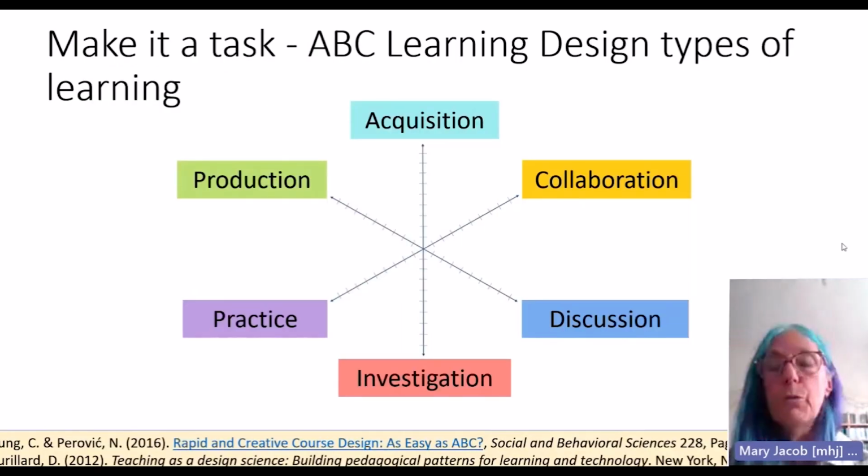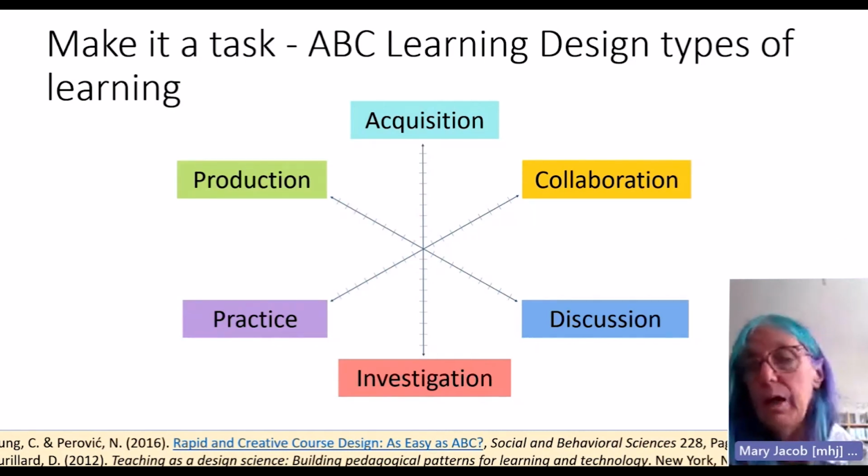If you have a chance to attend any of their sessions, Young and Perovic are the developers of this, based on Diana Laurillard's work with types of learning. I highly recommend it. They have 6 types of learning, and one activity might incorporate more than one type of learning. So, acquisition, where the student absorbs new information. That's the only one that could be passive if you don't add anything else to it. So that would be reading, watching the video.